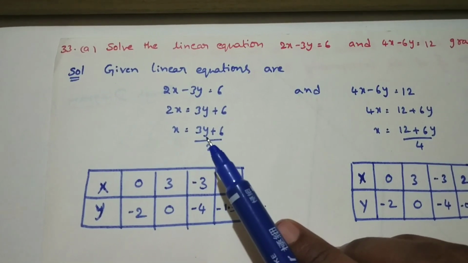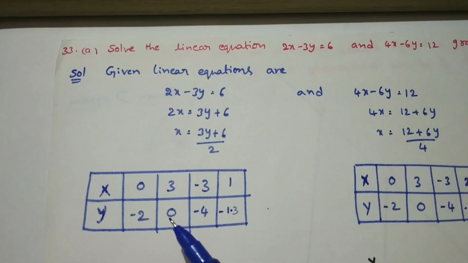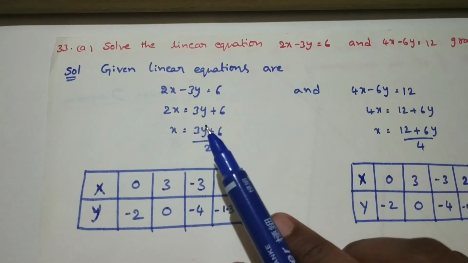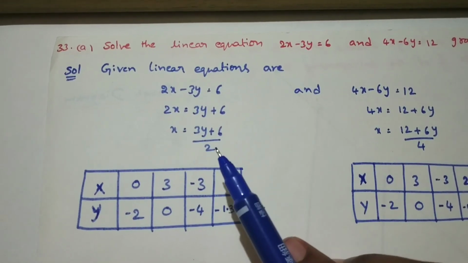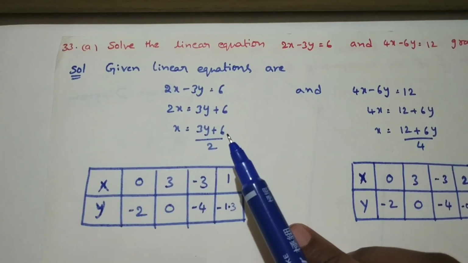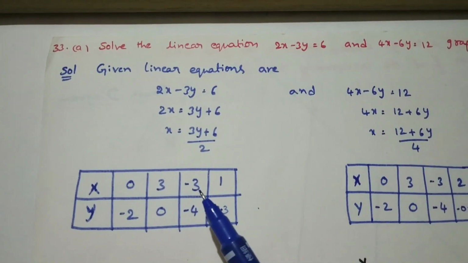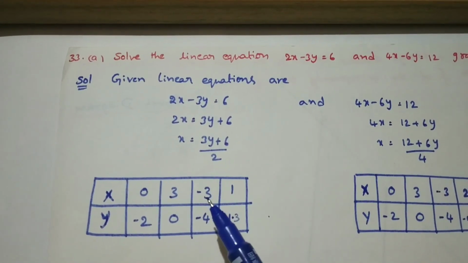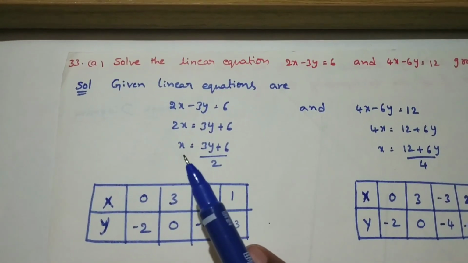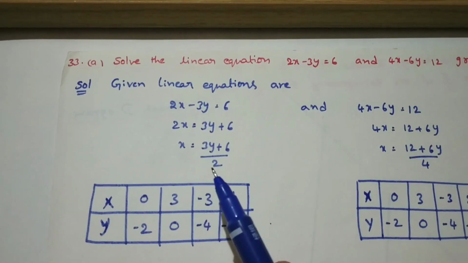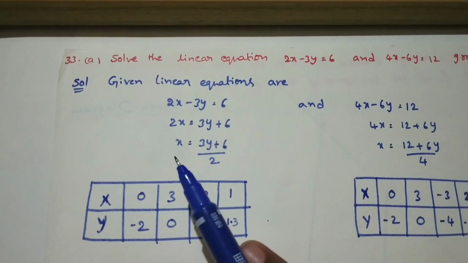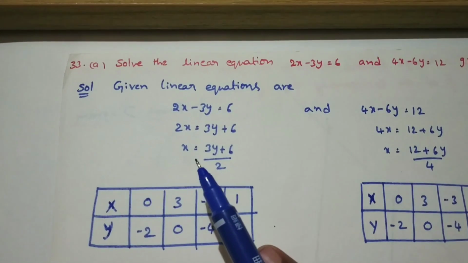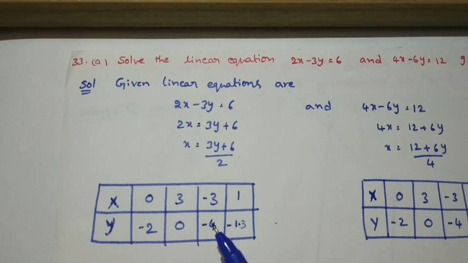In place of y, if you put 0, this whole thing will be 0. x is equal to 6 by 2, nothing but 3. Similarly, if x is equal to minus 3, I took a negative integer value. If you take minus 3 and cross multiply, minus 6, plus minus 6, it becomes minus 12 on this side. Minus 12 divided by 3, you get minus 4.